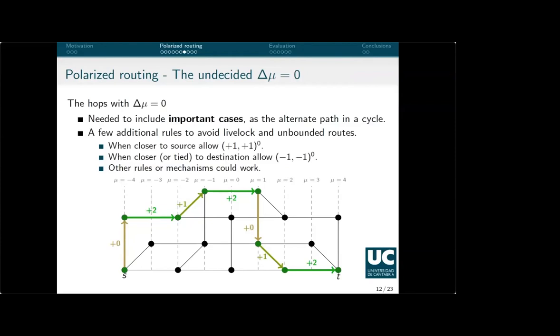In the figure, yellow links are vertical, with no change to the mu function. The first yellow is a worse hop, as it gets away from both source and destination, and it is allowed as it is closer to the source. The second yellow link is downwards, as it gets closer to the end, which is allowed as it is closer to the destination.